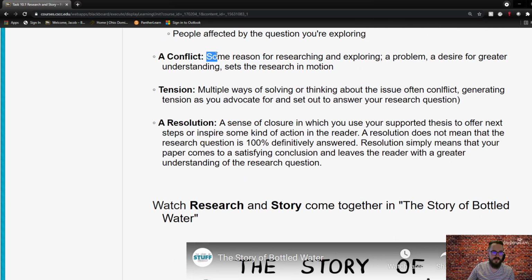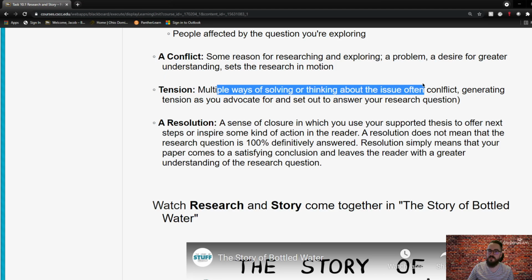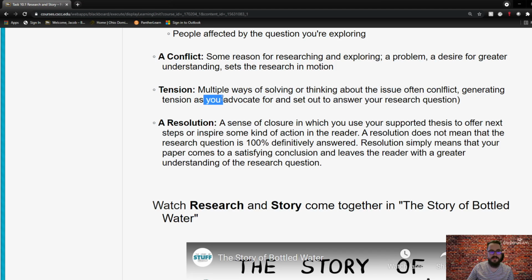For the conflict, there's going to be some reason for researching and exploring. A problem, a desire for greater understanding sets your research in motion. Tension: there are going to be multiple ways of solving or thinking about the issue. And those things often conflict, generating tension as you advocate for and set out to answer your research question.